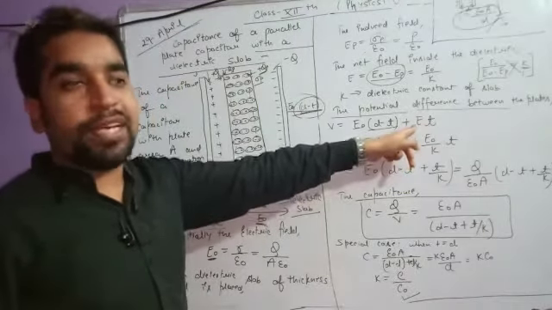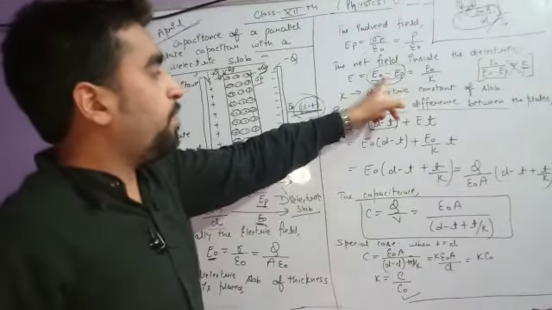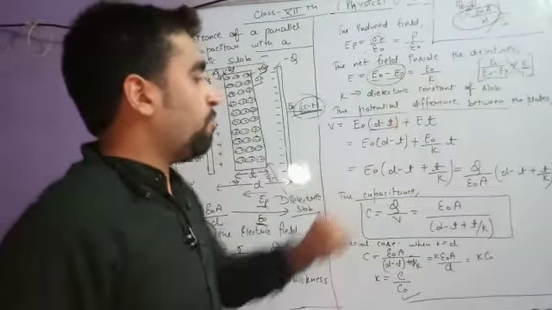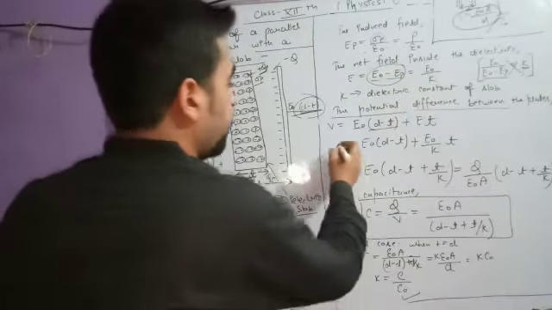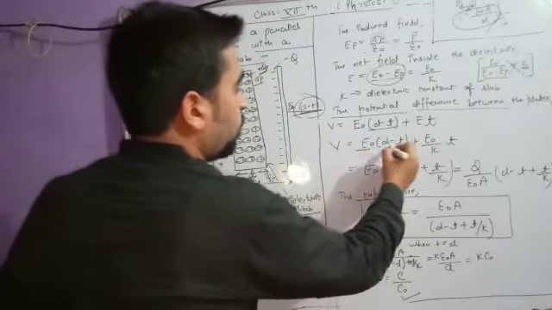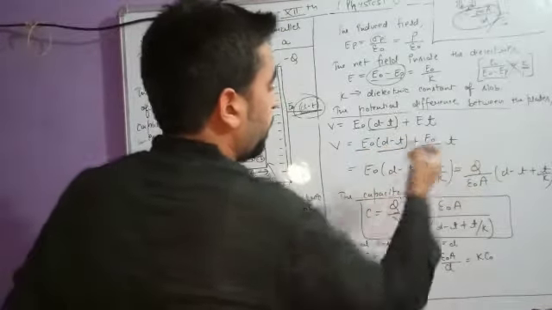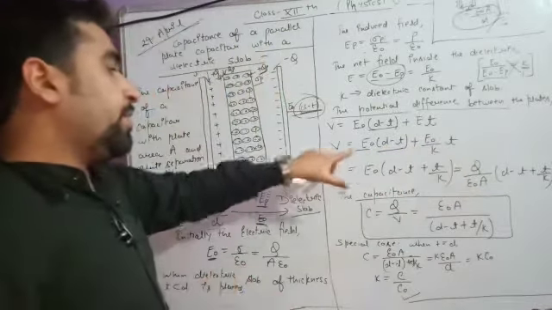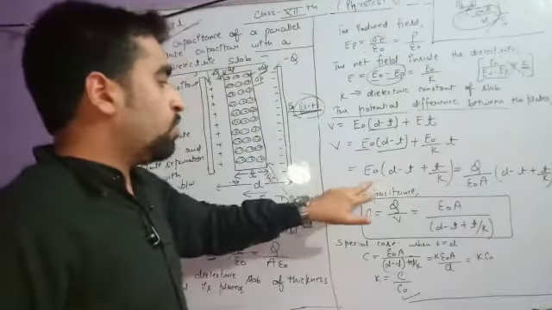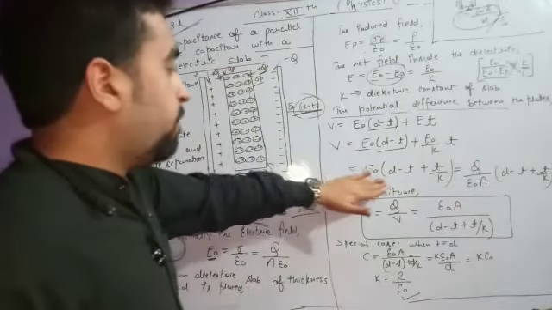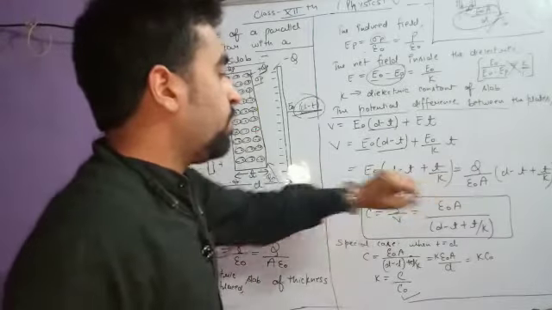And what is the value of net electric field? We have calculated it; that was E naught upon K. So let us substitute this in the next step. V will be E naught into D minus T, plus E naught upon K into T. Now you can see that E naught is common to all, so we have taken E naught common. Here it will be D minus T plus T upon K.